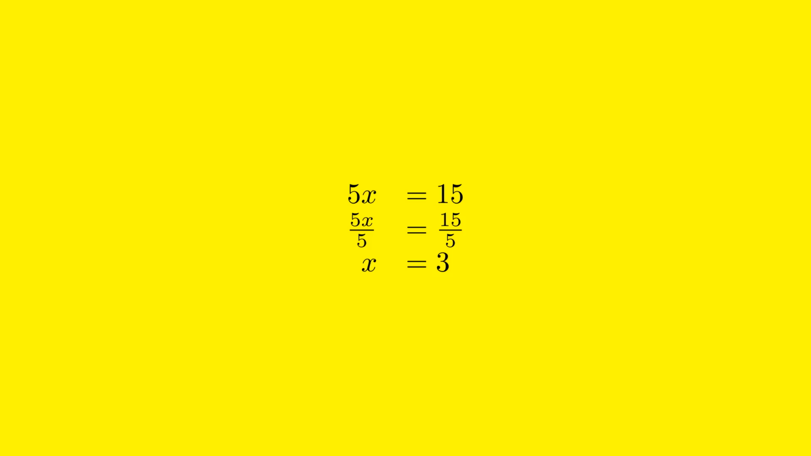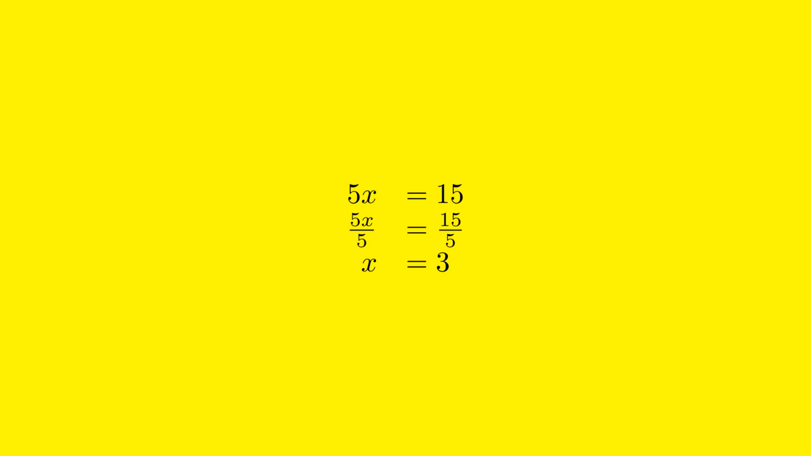Step 2. Now that we have the equation 5x equals 15, we need to solve for the variable x by isolating it completely. Currently, x is being multiplied by 5. To isolate x, we need to get rid of the 5. The opposite operation of multiplication is division, so we will divide both sides of the equation by 5.